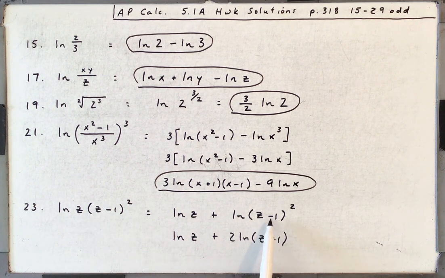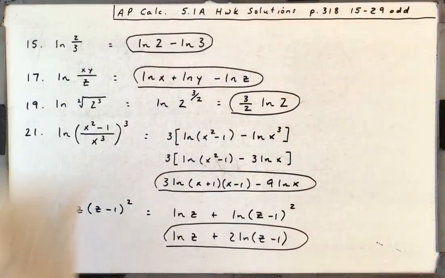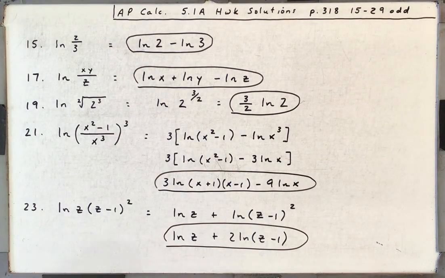You can't split up this quantity that's within parentheses here. So this is as far as we can go. This is not natural log of z minus natural log of 1. All right, if it's in parentheses, it's quantity z minus 1. Okay, that does it for the first part of the homework.